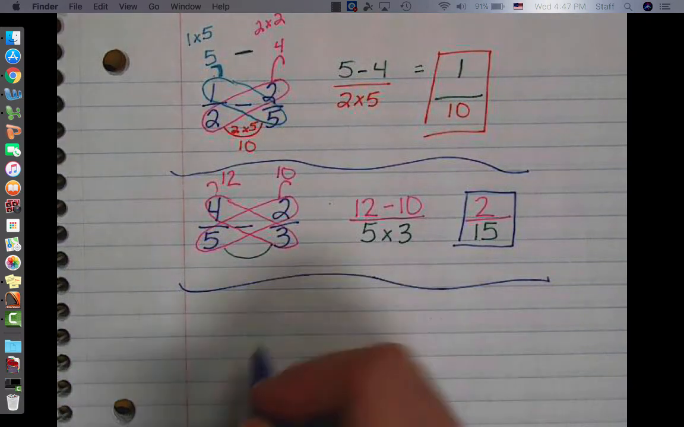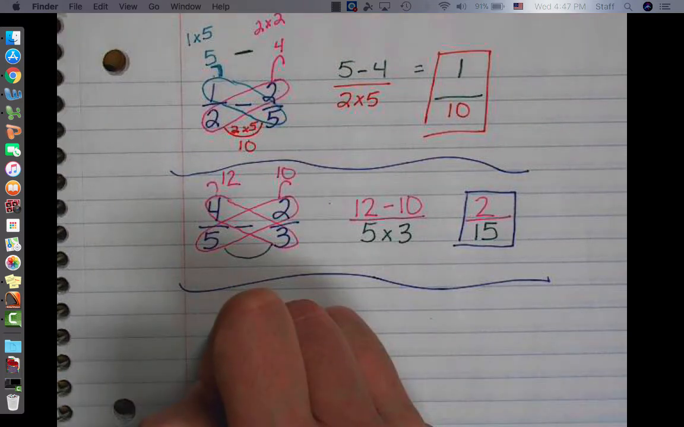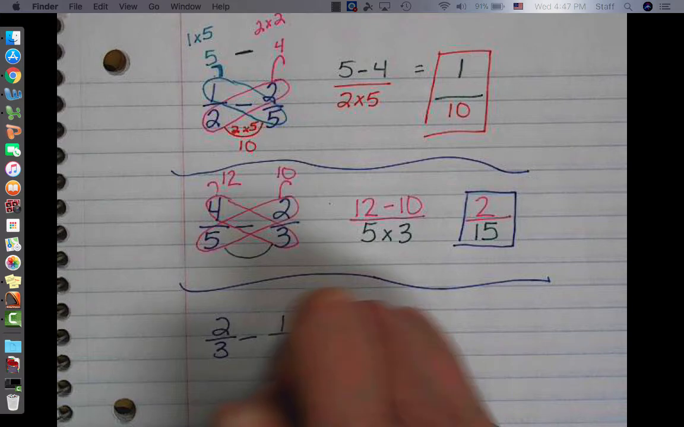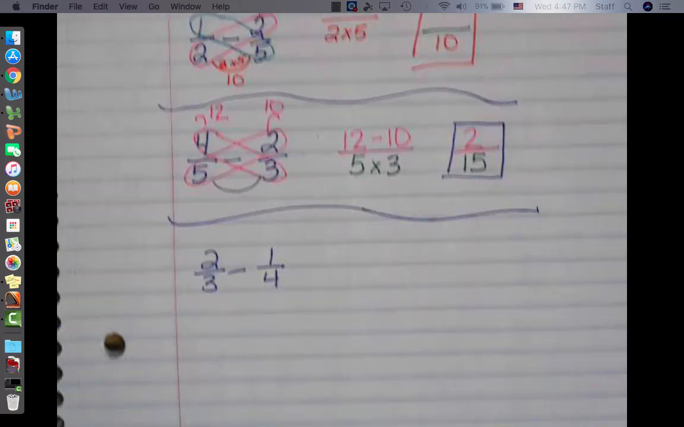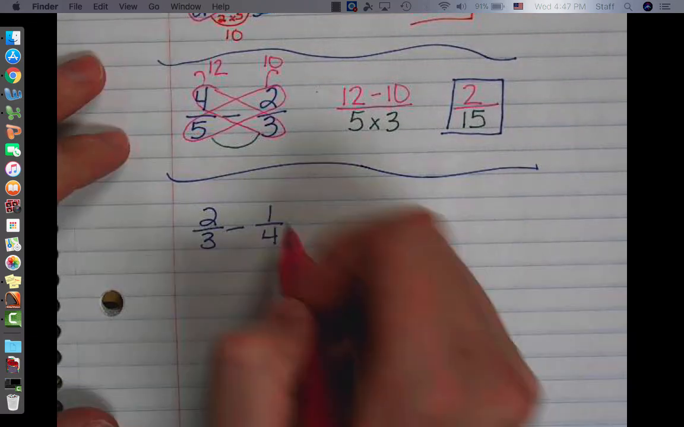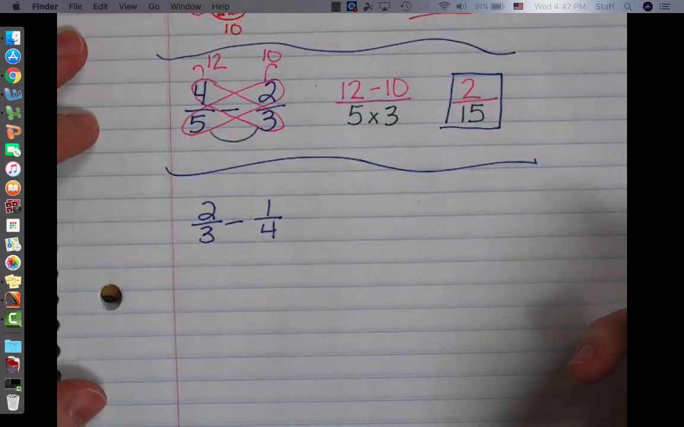All right, next problem. We have 2/3 minus 1/4. Again, if you feel like you have a good handle on it, go ahead, pause, solve it, come back and see if you've got it.